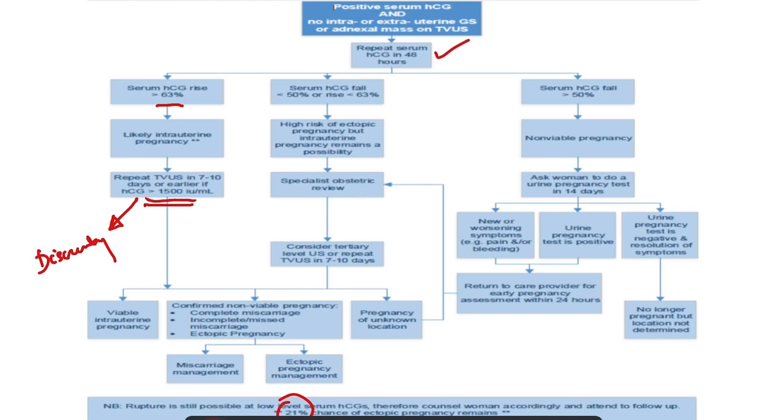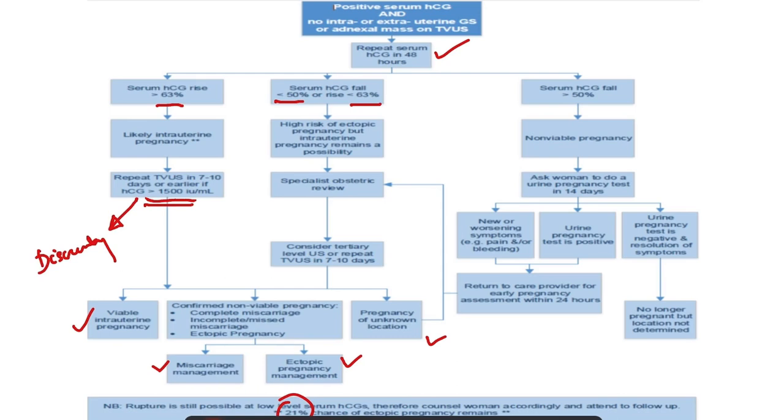So there are possibilities like viable intrauterine pregnancy or missed miscarriage or ectopic pregnancy or pregnancy of unknown location during the follow-up. If the serum beta hCG level is falling less than 50% or the rise is less than 63%, then there is high risk of ectopic pregnancy. So you should refer the patient to a specialist for further assessment.